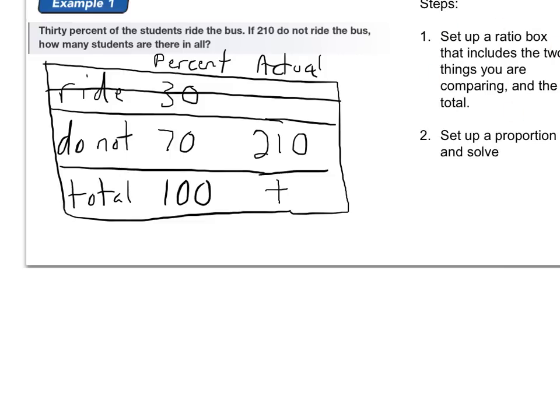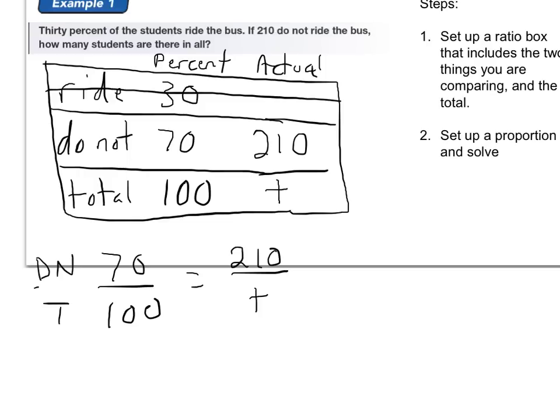So we're going to set up a proportion. Okay, so we did step 1. We set up the ratio box. Now we set up a proportion. So we're going to put the percent side, 70 over 100, equals 210 over our total. Okay, and this is our do not ride the bus over our total. Well, again, we could do cross products and solve, but we don't need to because I know that 70 times 3 gives me 210, so I need to take 100 times 3. And that gives me my t is equal to 100 times 3, which is 300. So that means there are 300 students in all.